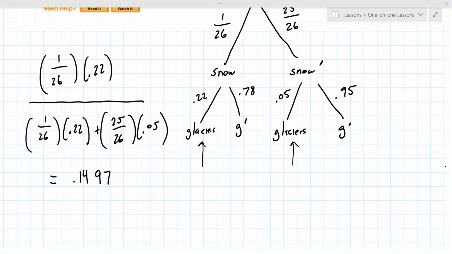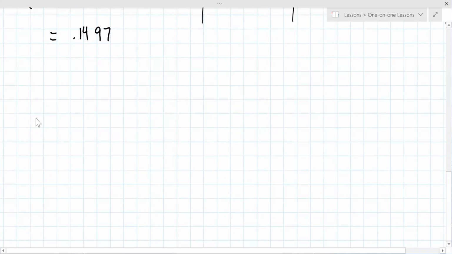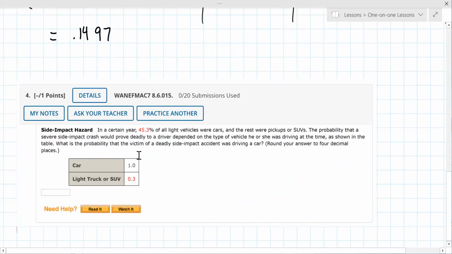These are all sort of the same. We'll probably add three scenarios in the next one. We'll see what we got here. All right, in a certain year, 45.3% of all light vehicles were cars, and the rest were pickups or SUVs. The probability of a side impact crash is given in this table here.